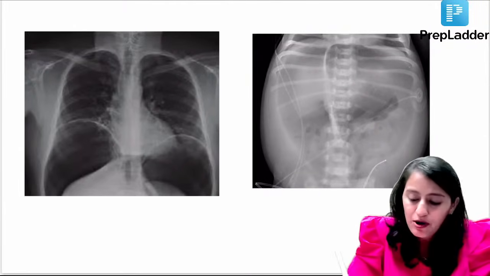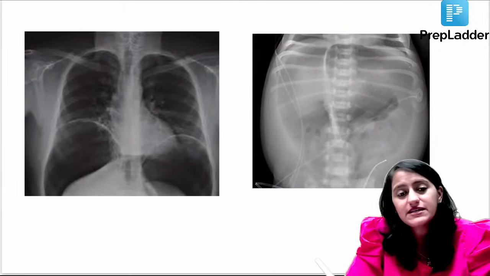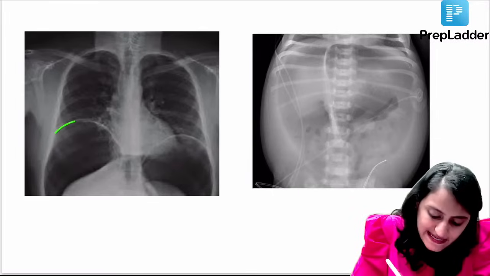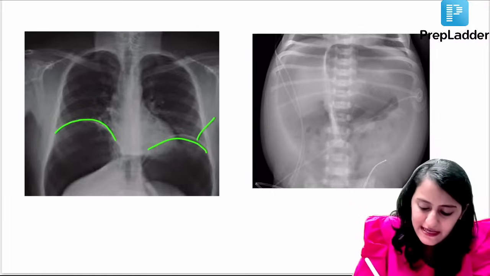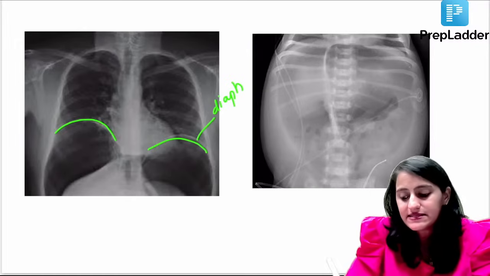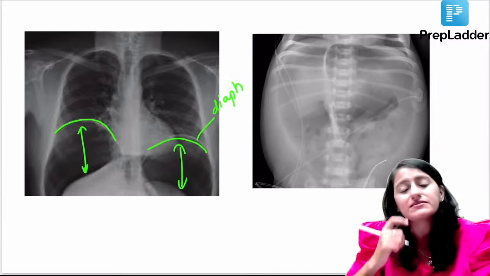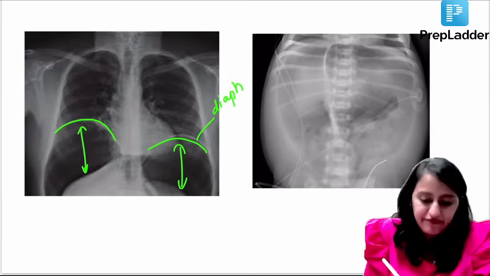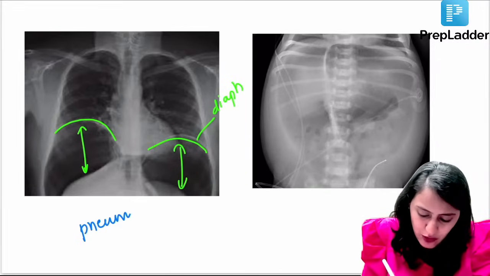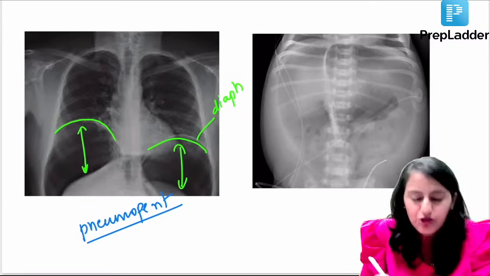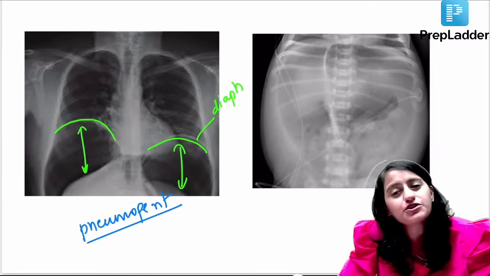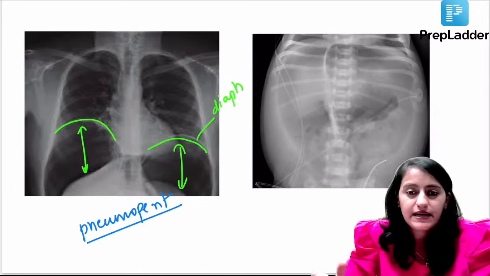Next, very important, very important. What are you seeing here? This white line that you are seeing here. What is this white line? The white line is the diaphragm. And what you are seeing here is the black air beneath the diaphragm, air under diaphragm. So this is pneumoperitoneum. Pneumoperitoneum. They give you the history of peptic ulcer ka patient, right?